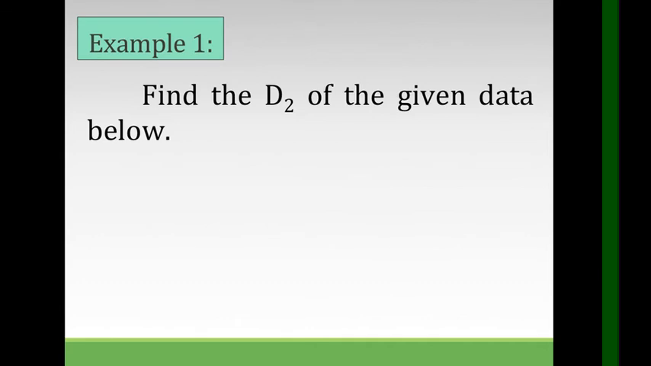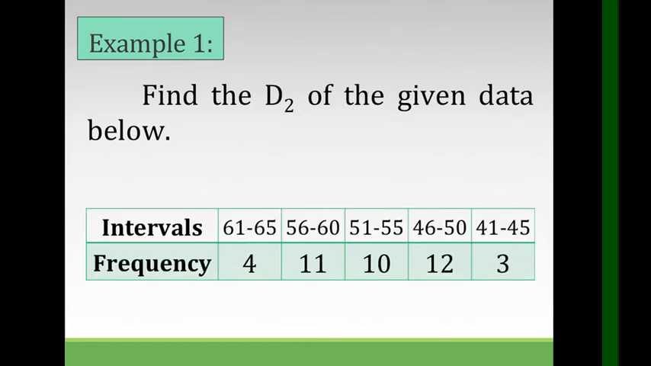Example: find the D2, or D sub 2, therefore k is equal to 2, of the given data below. So we have the intervals 61 to 65, 56 to 60, 51 to 55, 46 to 50, and 41 to 45. The frequencies are the following: 4, 11, 10, 12, and 3.